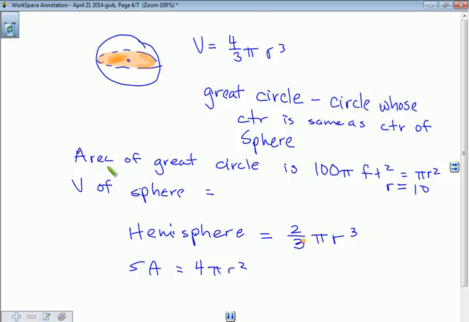Okay, so let's say I told you that the area of a great circle is 100 pi square feet. Find the volume of the sphere. Okay, so 100 pi square feet. Volume of the sphere. Well, we know this is area. So I set area equal to pi r squared. So what is r? 10. And then I plug it in. 4/3 pi r, whoops, that's feet, cubed. So it would be 400 pi feet cubed.